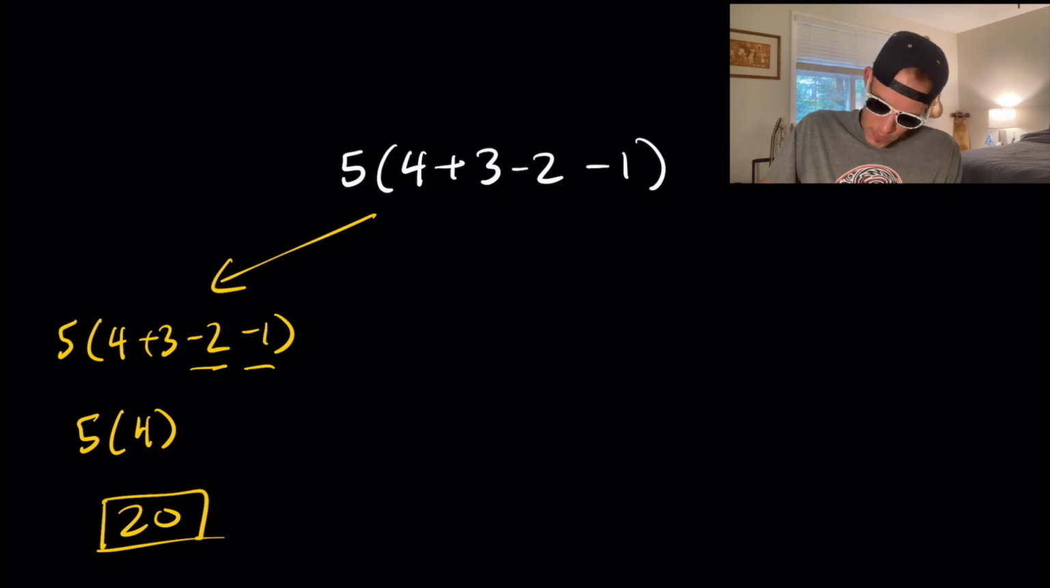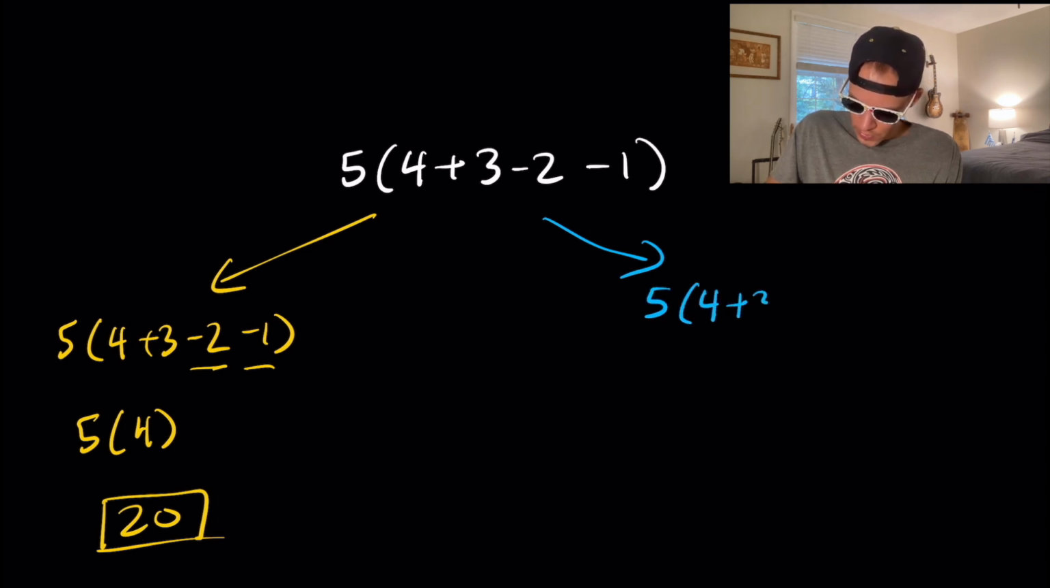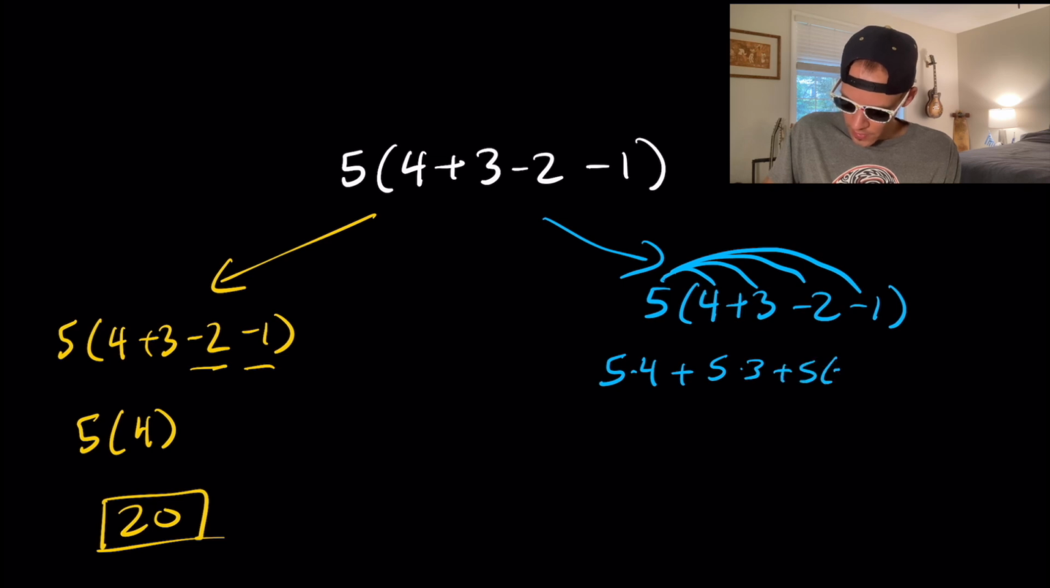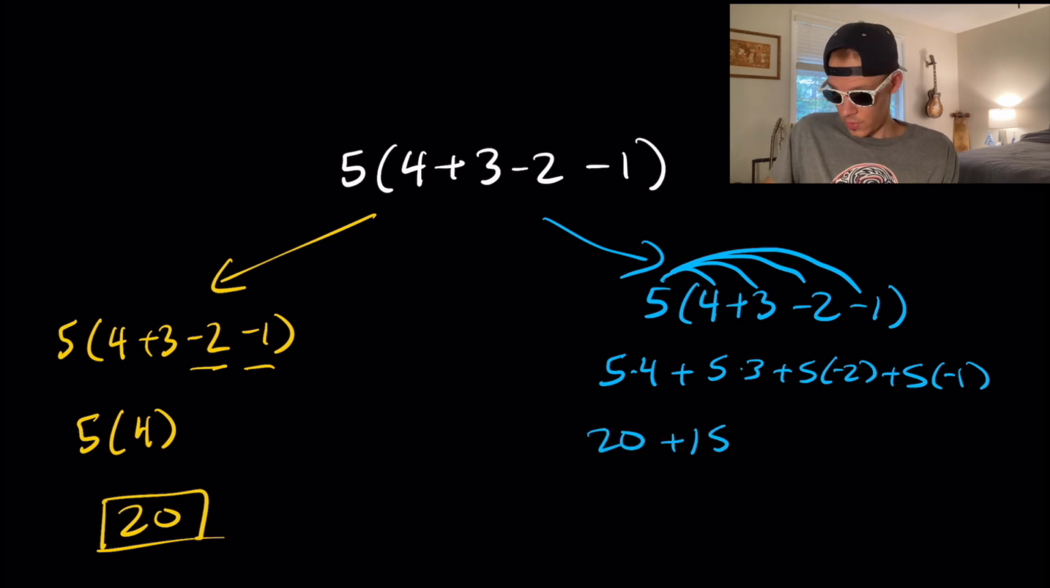So using the distributive property, again, 5 times 4 plus 3 minus 2 minus 1. I'm going to distribute the 5 to every single term here, all 4 of them. So I'll have 5 times 4 plus 5 times 3 plus 5 times negative 2 plus 5 times negative 1. 5 times 4 is 20. 5 times 3 is 15. 5 times negative 2 is negative 10. And then 5 times negative 1 is negative 5.